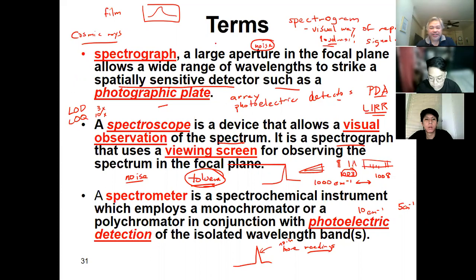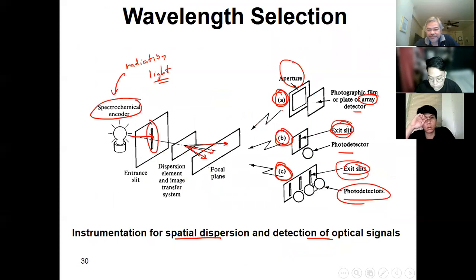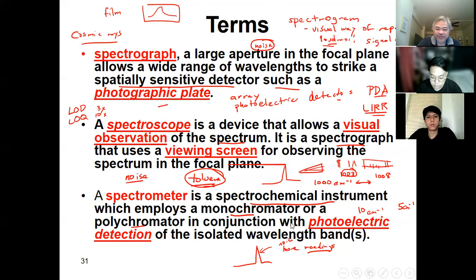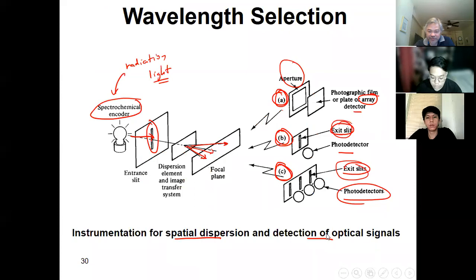Okay, so that's the spectrogram, and you rarely use it. Now, the one that you can include here is the instrument that you usually have. That's a spectrometer. So this is a spectrochemical instrument which employs a monochromator or a polychromator. So I think this is the one that you have here. Here you just have one, and here you have more than one. And this is in conjunction with the photoelectric detector of the isolated wave band. So all of them have photodetectors here, and there you have a plate or array detector.